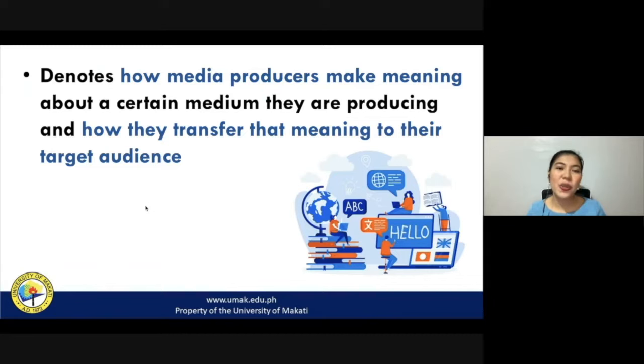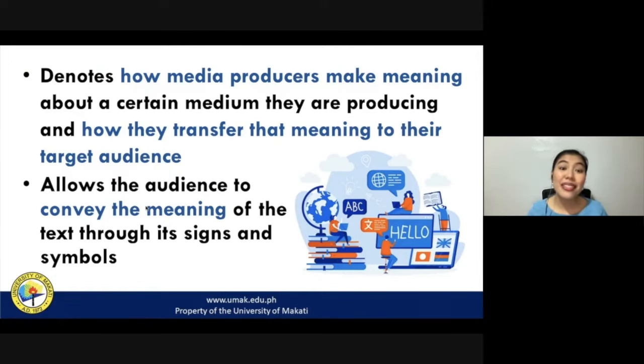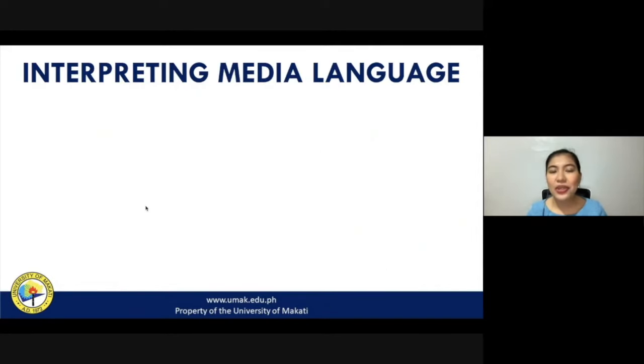Media language also denotes how media producers make meaning about a certain medium they are producing and how they transfer that meaning to their target audience. Again, it is what they intend to do in order for you to understand or even feel what they want you to feel about that particular product. Similarly, it also allows the audience to convey the meaning of the text through its signs and symbols. Media language could also be interpreted in the same way that we interpret regular verbal language.